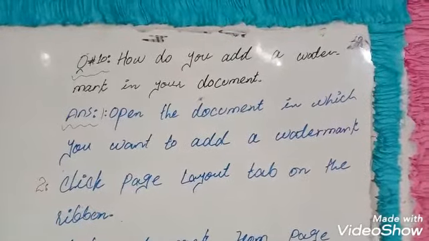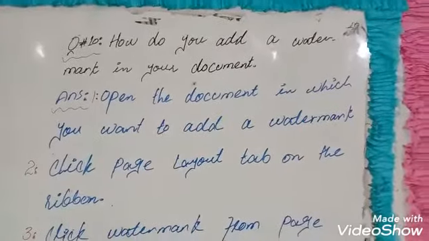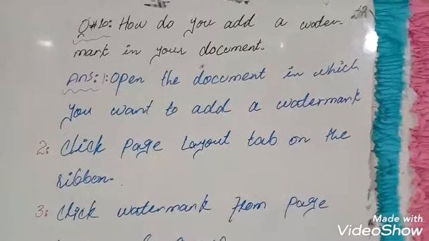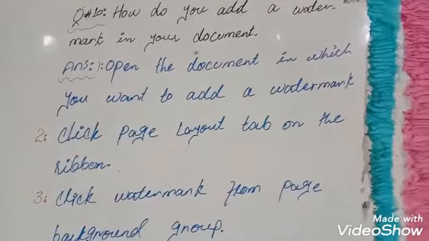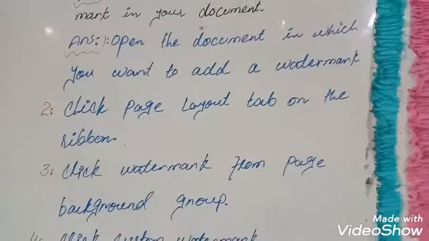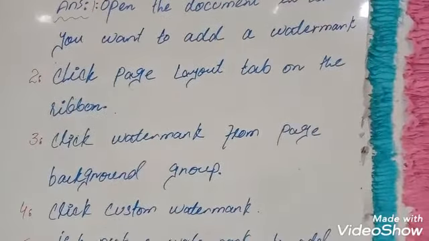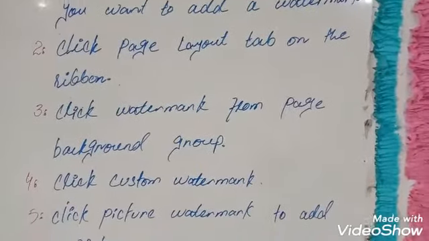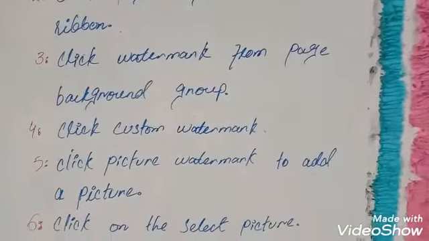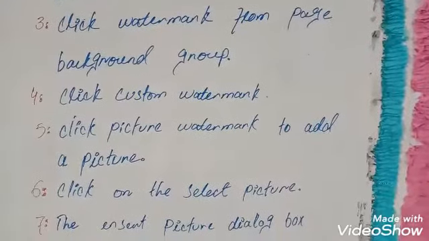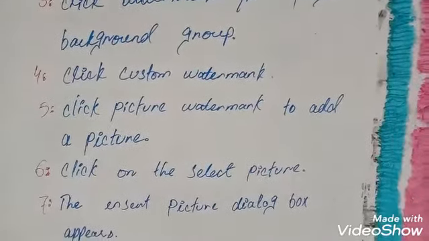Question number 10. How do you add a watermark in your document? Answer. First step is open the document in which you want to add a watermark. Click page layout tab on the ribbon. Click watermark from page background group. Click custom watermark. Click picture watermark to add a picture. Click on the select picture. The insert picture dialog box appears.